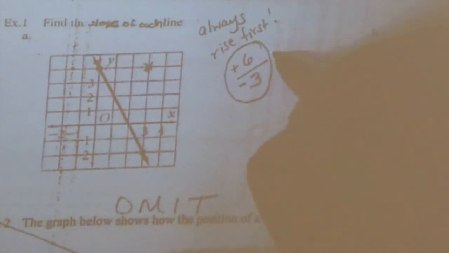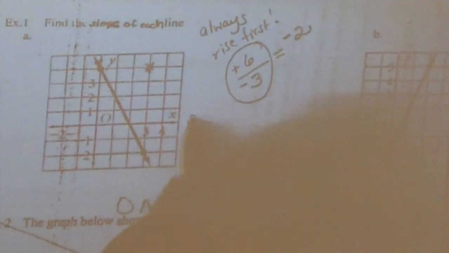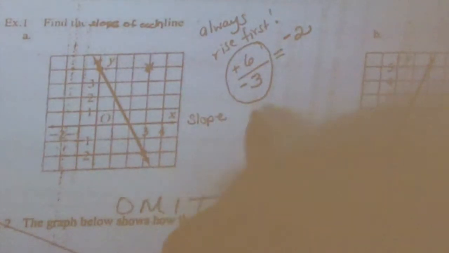A positive 6 divided by negative 3 is negative 2. So this graph has a slope of negative 2. And what did we do? We just started at a point, we counted up to where the second point is, and counted over to actually get to that point. There we go.